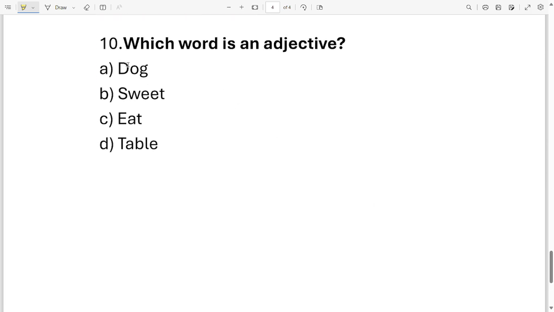Okay, question number 10. Which word is an adjective? Here you have been given 4 words. You have to identify which one is an adjective. The options are dog, sweet, eat, table. These are the 4 words. Quickly identify the word which is an adjective out of these 4 options.